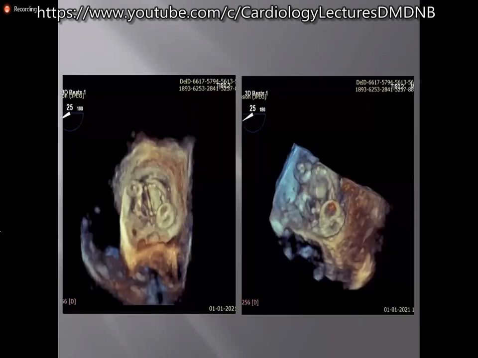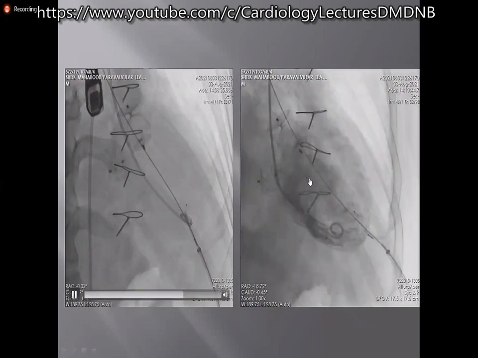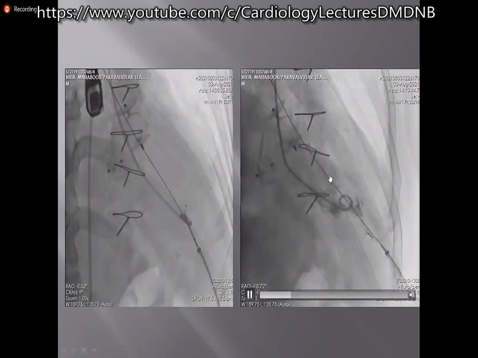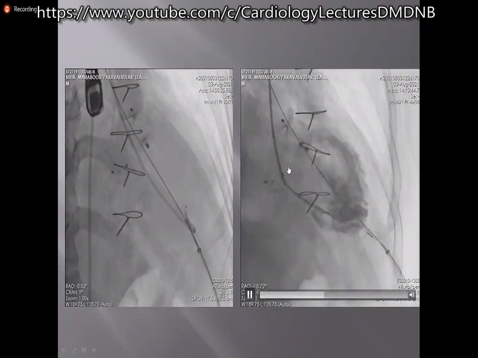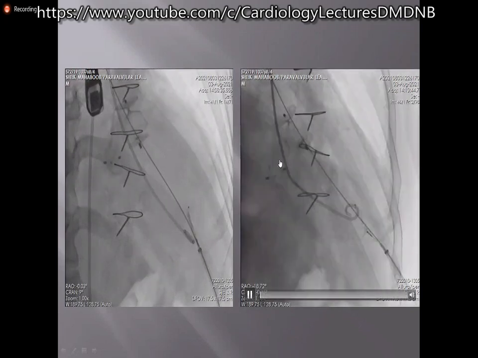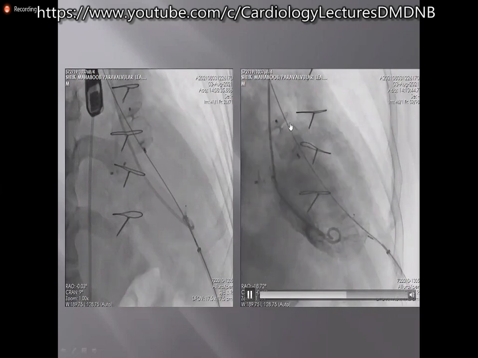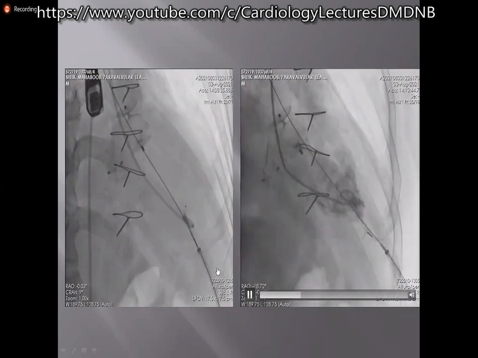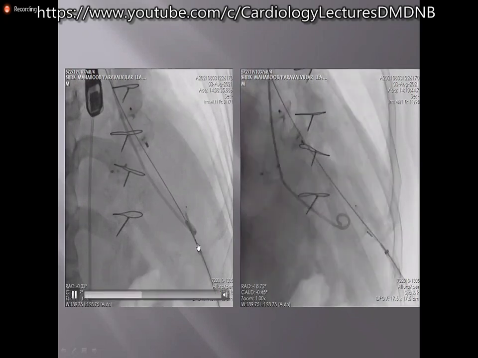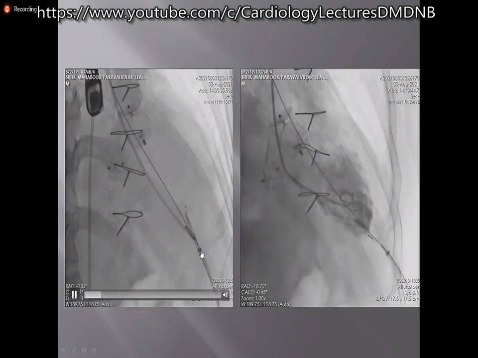So then, after closing both the leaks, you can see here, make sure that there is no residual paravalvular leak. LV angio shows there is no leakage, either through the orifice or through the paravalvular leak. It's nicely occluding both the paravalvular leaks. Then the next important step is, because you've gone through the LV apex, medial to the LV apex, we need to close this rent by ADO2.